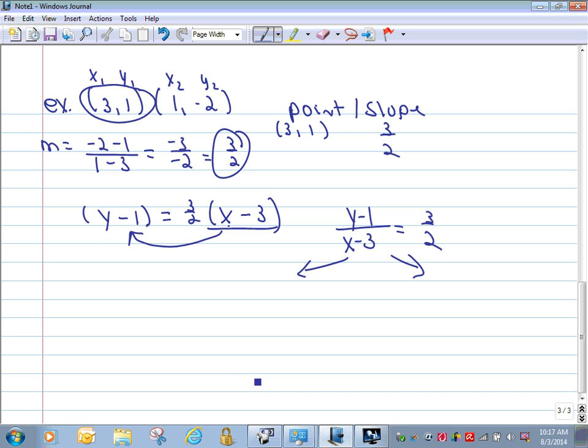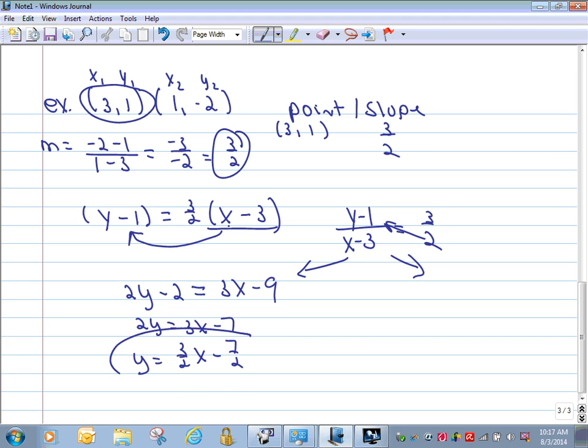If I'm going to go to slope-intercept form, I know that's y equals, so I'm going to start with cross-multiplying toward the y first. So 2 times y would be 2y, 2 times negative 1 is negative 2, equals, cross-multiply the other way, would be 3x minus 9. All right, and then I'm just going to simplify this. I would subtract the 2, or actually add the 2, and get 2y equals 3x minus 7. And then, of course, I would divide everything by 2 and end up with y equals 3 halves x minus 7 halves.